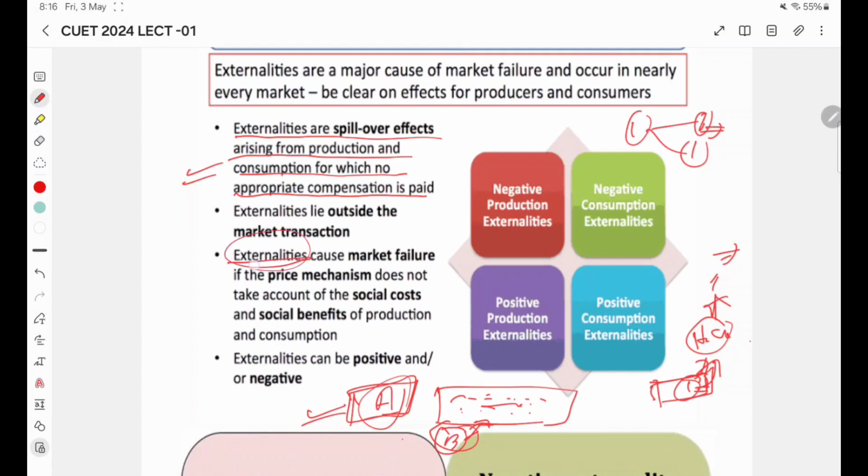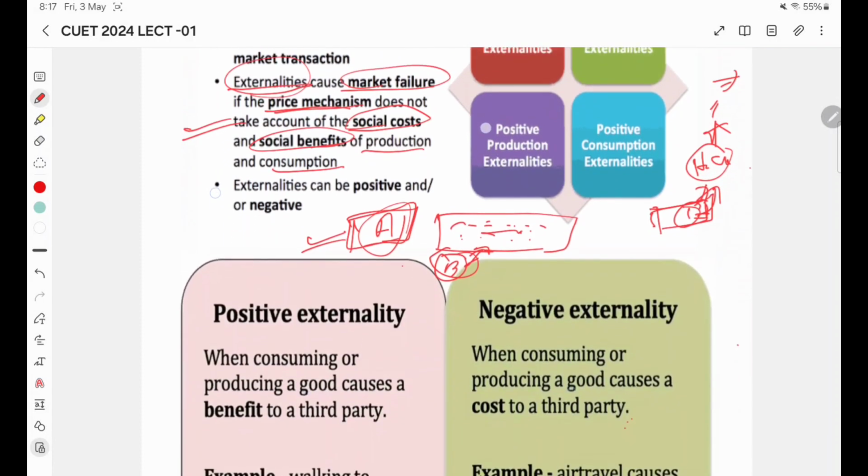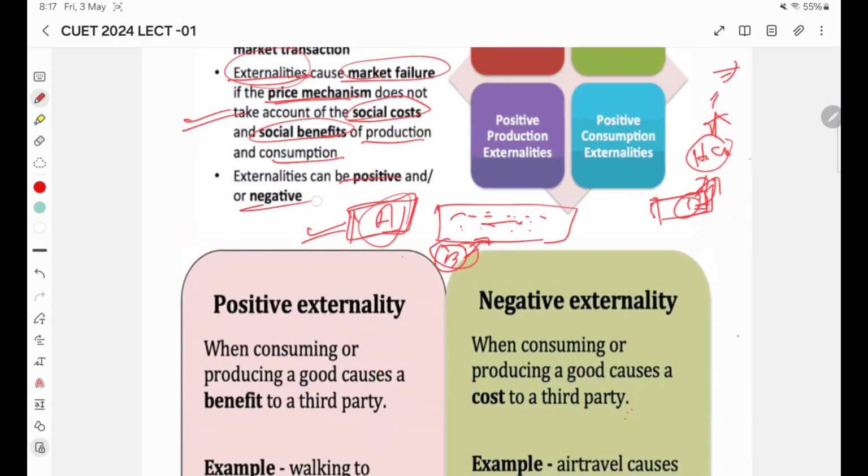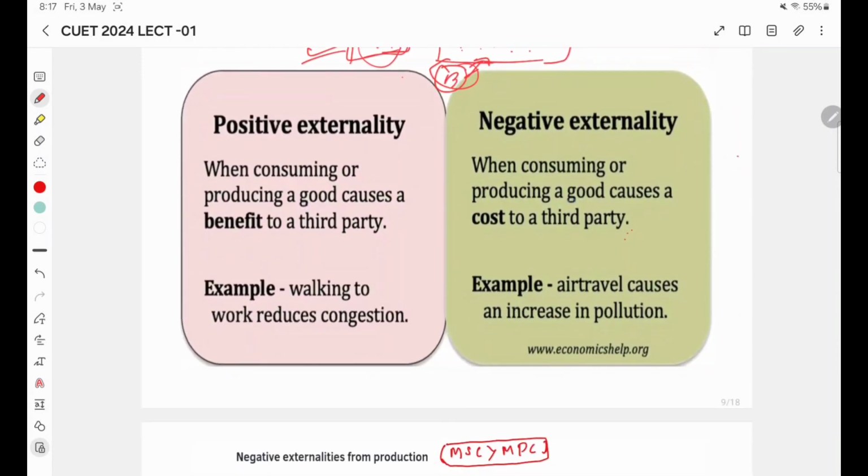So externality is a major cause for market failure, because the market mechanism does not take into account the social cost and the social benefits of production and consumption. Therefore the market mechanism fails in that case. So externalities can be positive or negative, which I have already told you. The examples given are positive externality and negative externality.